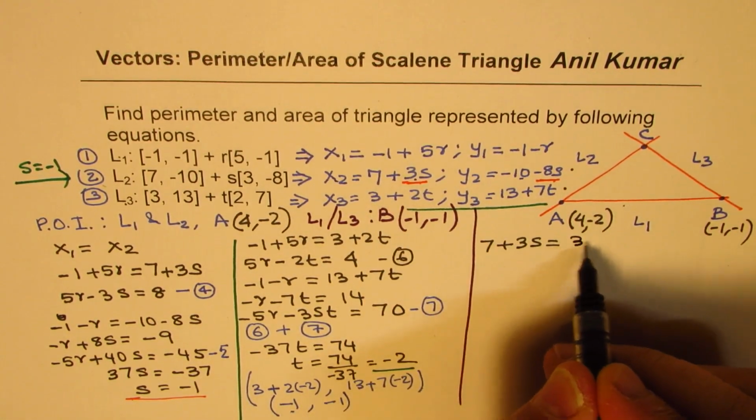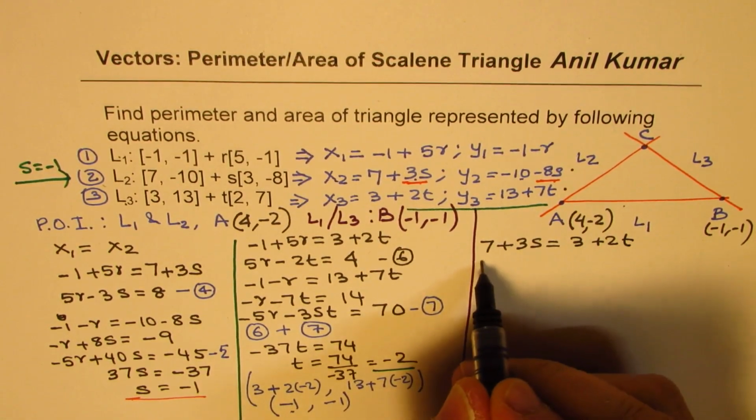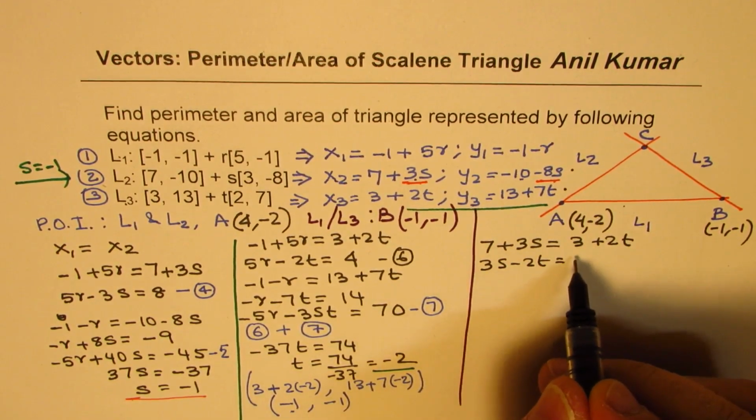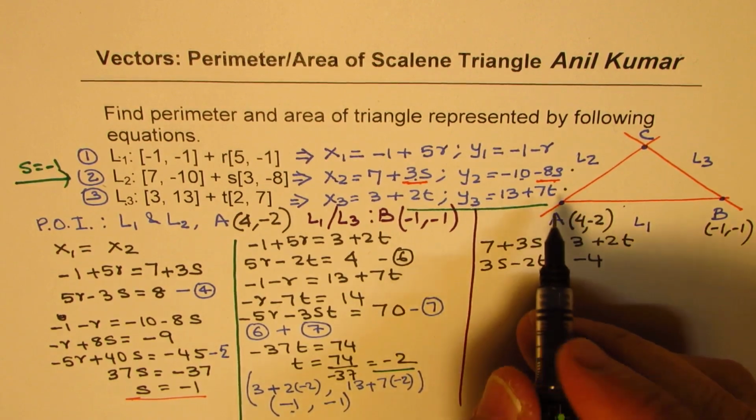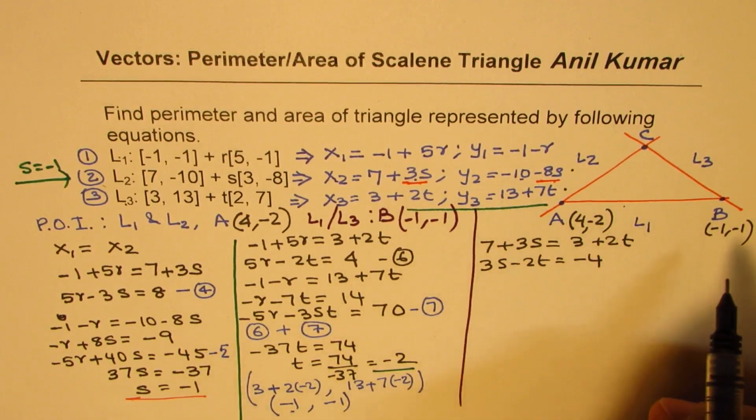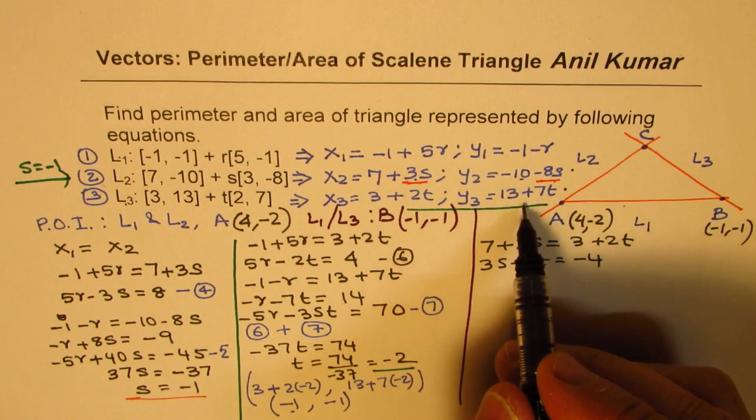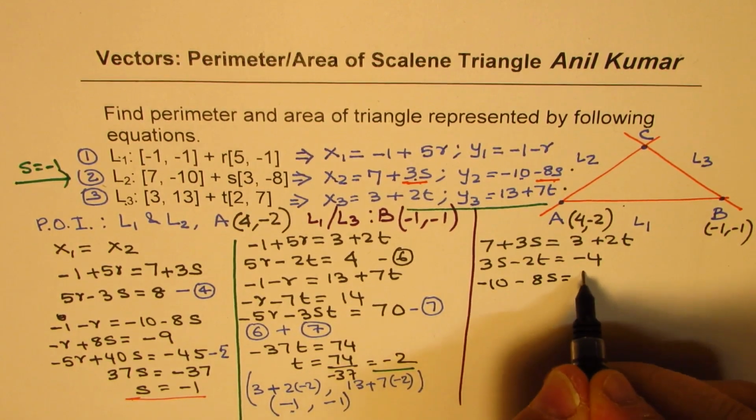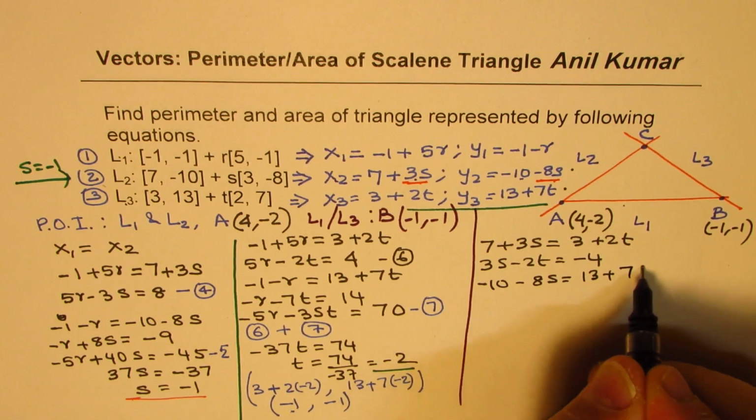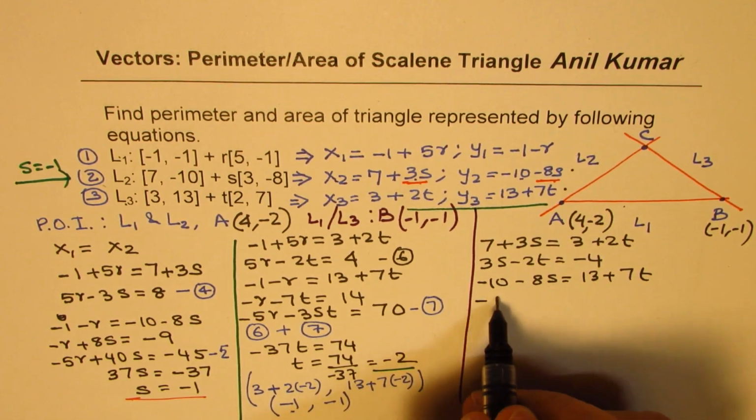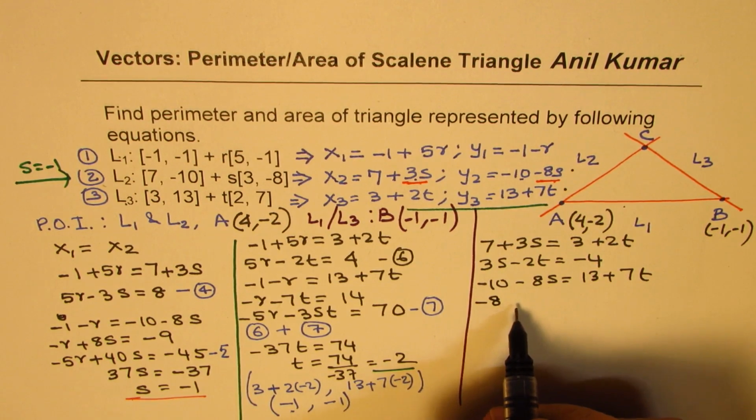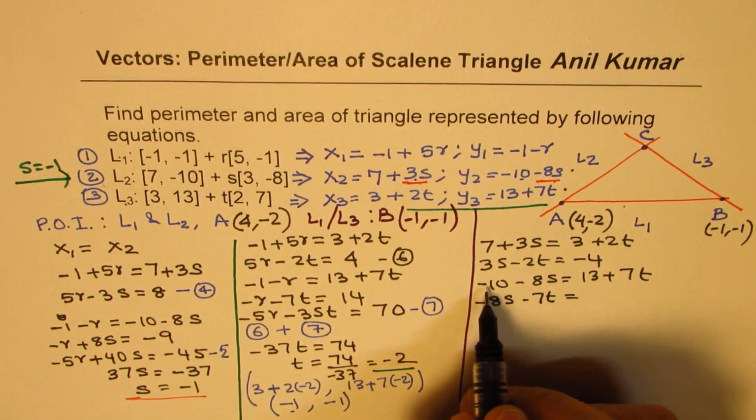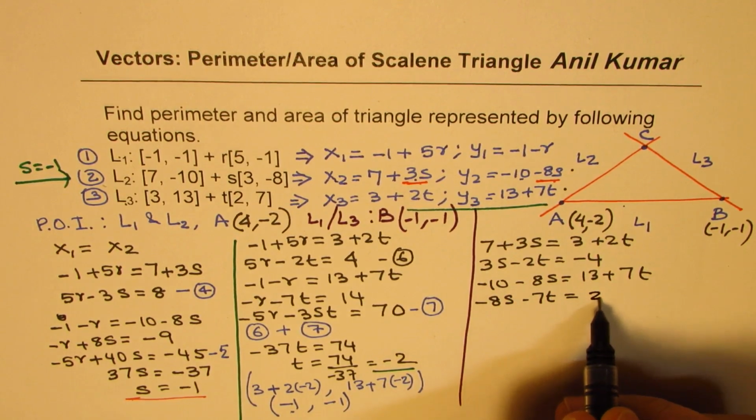Equating the x values, we get one equation, which is 3s minus 2t equals, taking 7 here, minus 4. The second equation, in terms of y for L2 and L3, that means these two equations: minus 10 minus 8s equals 13 plus 7t. Bringing them together, we get minus 8s minus 7t equals, taking it here, 23.